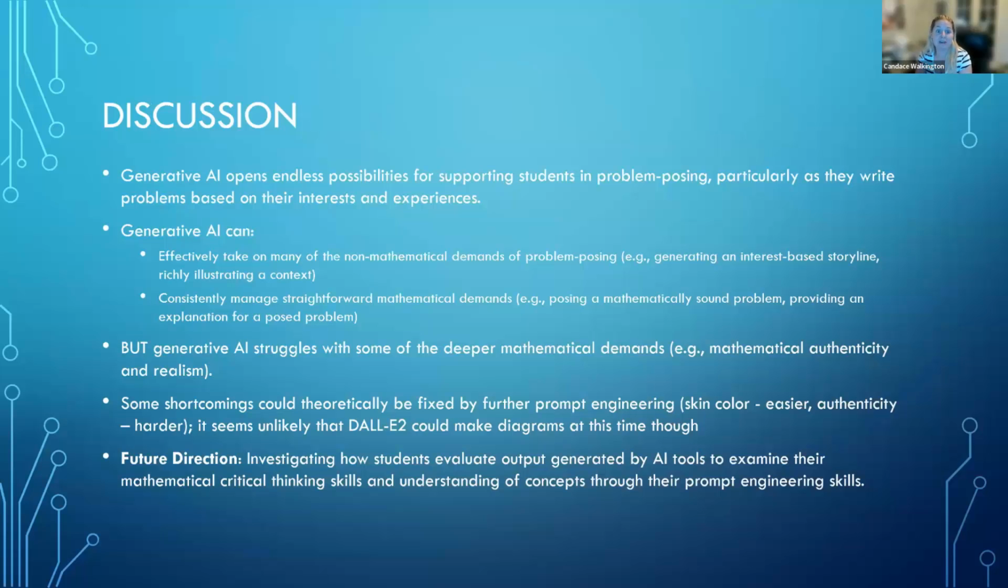Okay, so generative AI can support students in posing their own mathematics problems, particularly if they want to write problems based on their interests or experiences. And it seems to be especially good at taking on some particular non-mathematical demands of problem posing, like generating an interesting storyline, richly illustrating a context, like getting the text and the structure of the text down. And it can also consistently manage the relatively straightforward mathematical demands. So with prompting, at least, it can pose a mathematically sound problem.